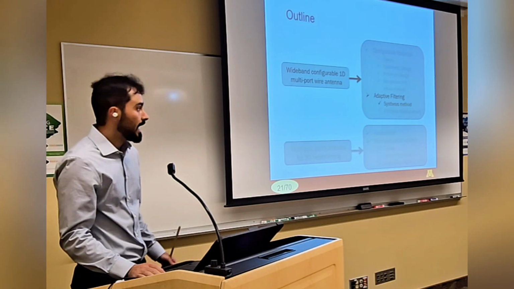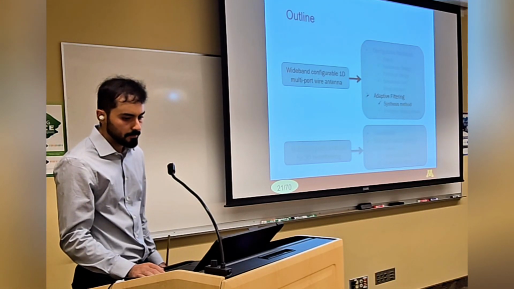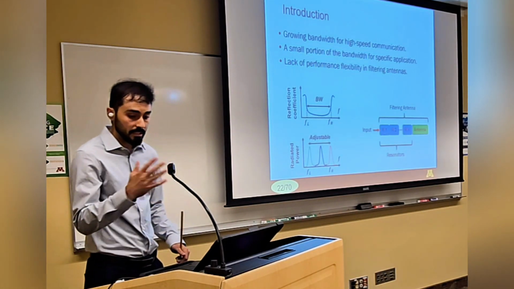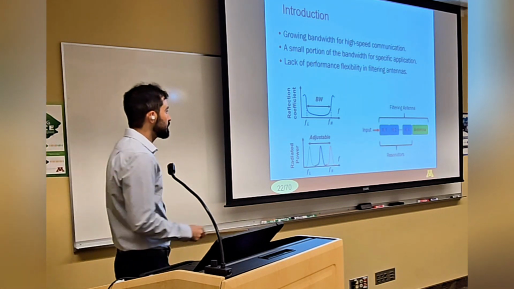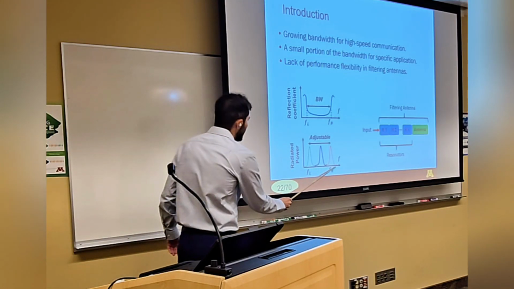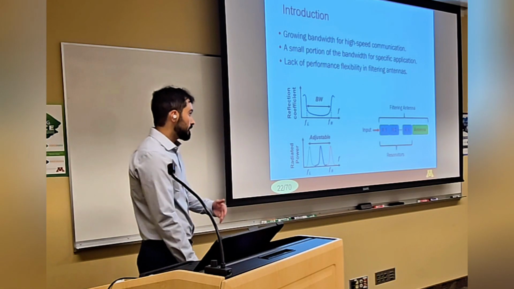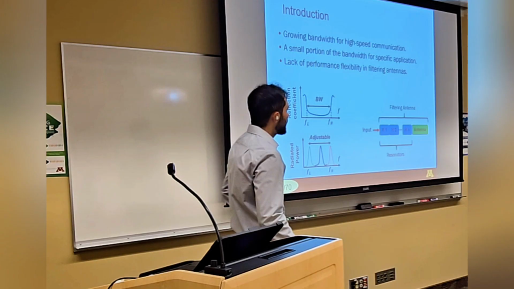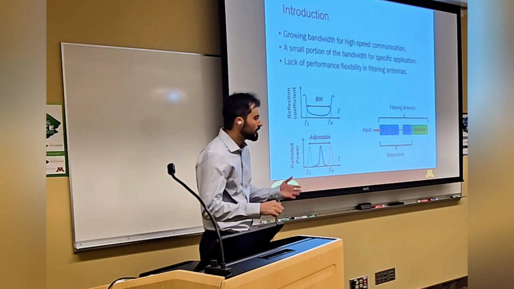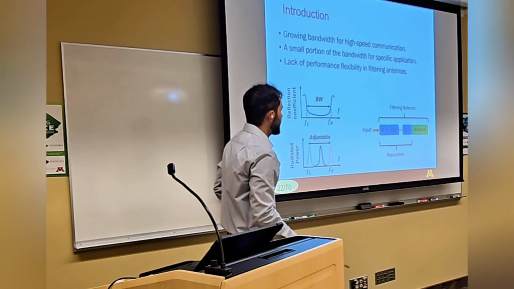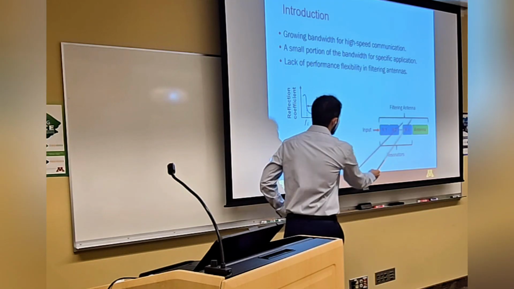Next, I will discuss the adaptive RF filtering capability of multiport wire antenna. With increased demand for high-speed communication, systems usually require wider bandwidth. However, some applications just use a small portion of this bandwidth. On the other hand, limited available space in wireless communication systems forces us to integrate different components like antenna and filter all into one component. That was the reason for the emergence of filtering antenna.